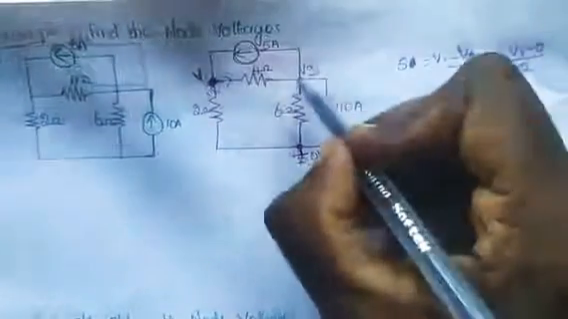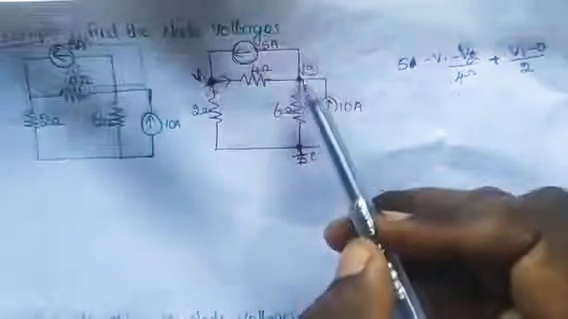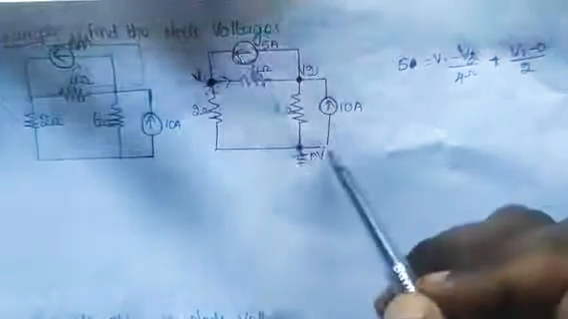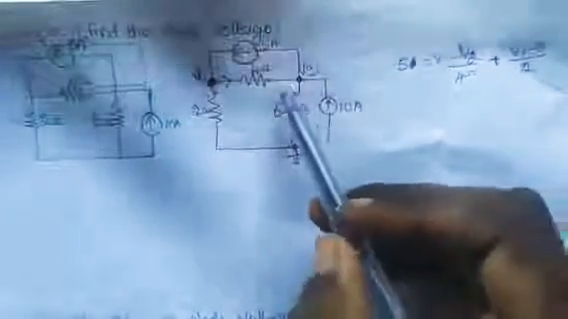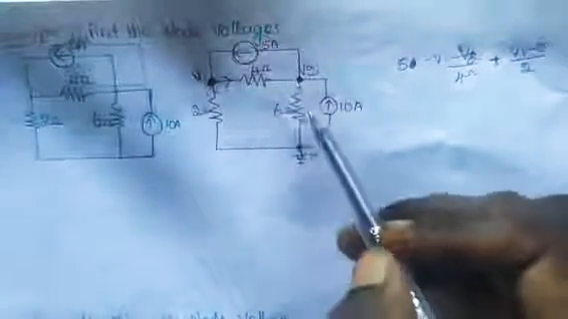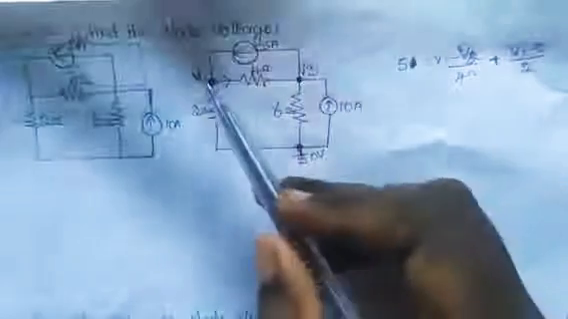Second equation: when we apply KCL to this node, we will get the second equation. There are 4 branch currents. This 5 ampere is leaving the node. This 10 ampere is entering the node. And in these two resistors, current will flow from higher potential to lower potential.